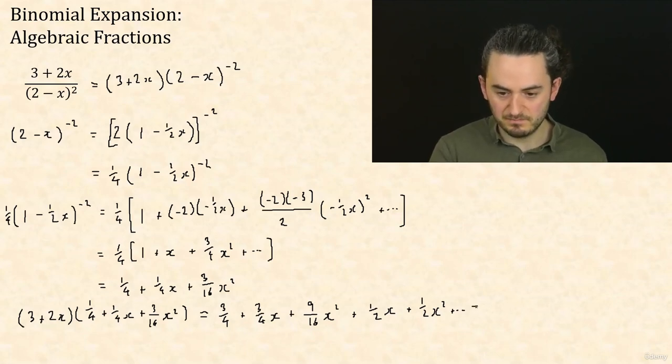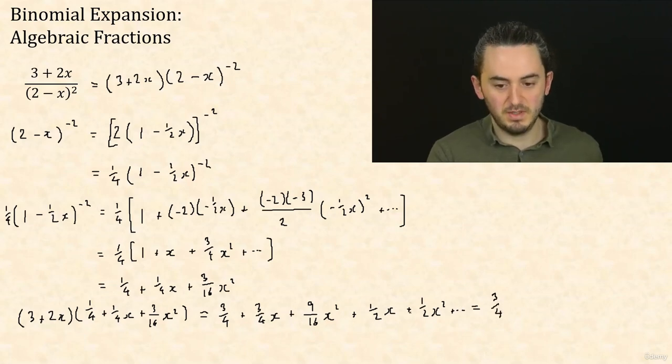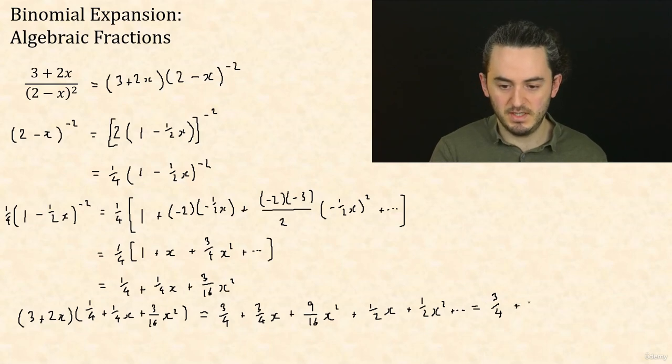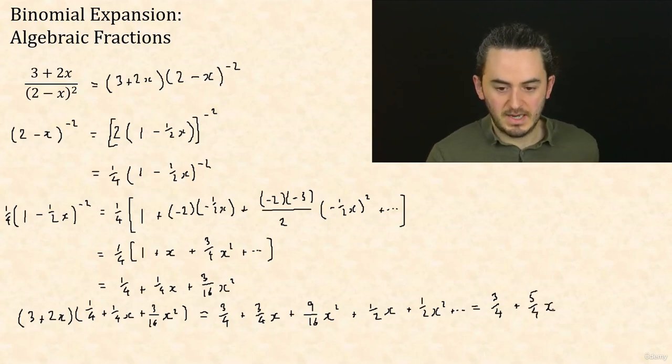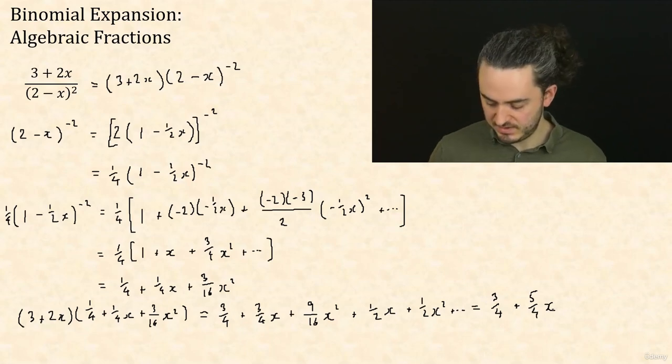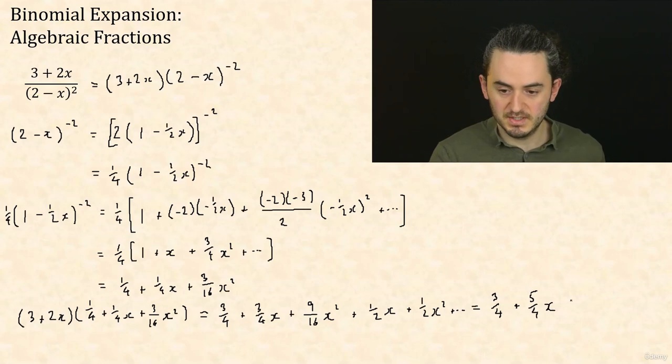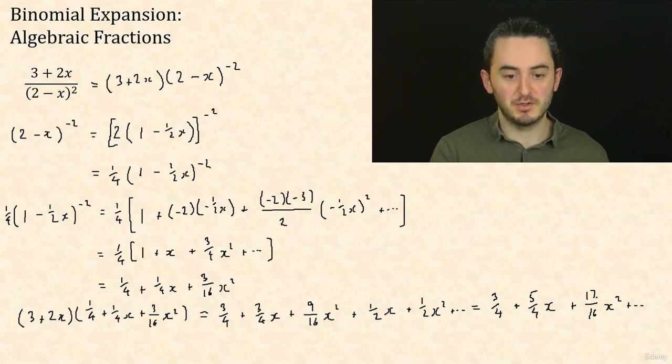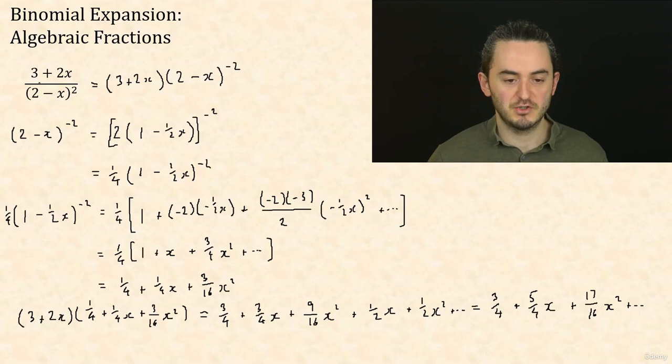So neatened up, it is 3/4, and then I've got 3/4 x plus a half x, which is 5/4 x, and then I've got 9/16 x squared plus a half x squared, which is 17/16 x squared. And there we have it with our dot dot dot. That is the expansion of this algebraic fraction.